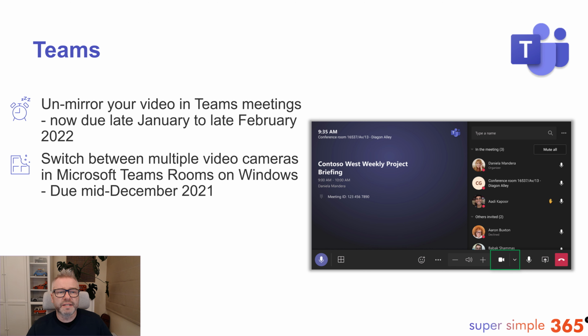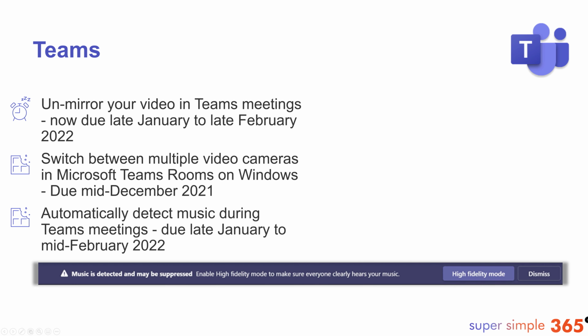Next up is the ability to switch between video cameras in Microsoft Teams Rooms on Windows. That was due in December, so I haven't been near the office for a while, so I can't tell you whether that's actually arrived or not, and haven't checked with anyone. If you do have access to a Teams room and use it, you might see that feature has appeared.